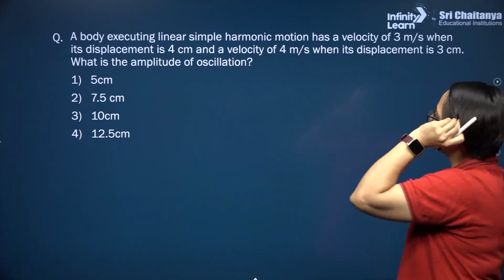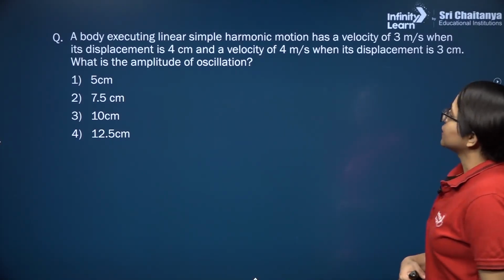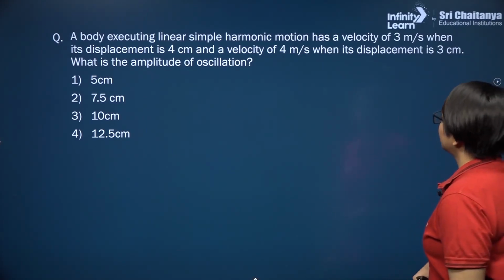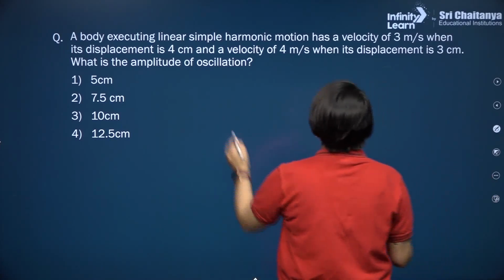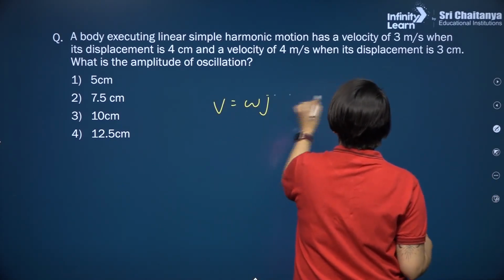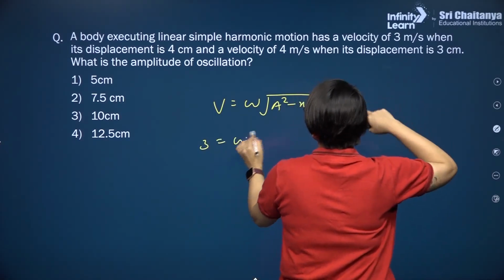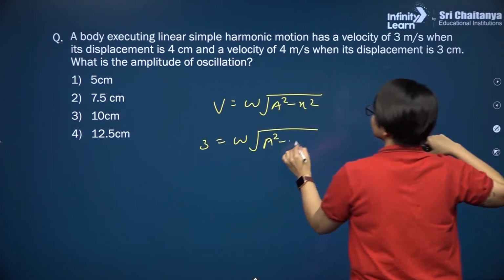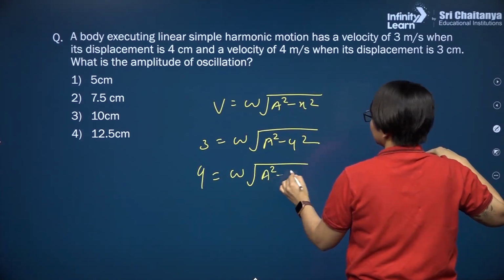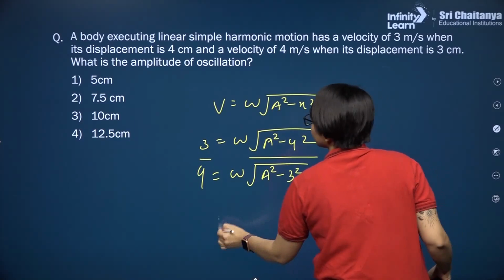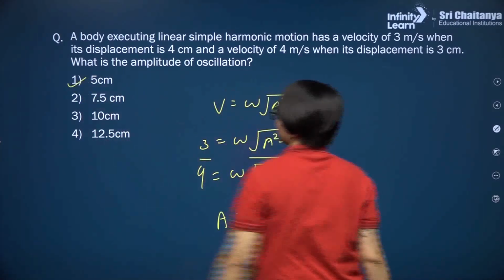Next is this one, a body executing linear SHM has velocity 3 meter per second when displacement is 4 and velocity 4 meter per second when displacement is 3. What is the amplitude of oscillation? So, velocity is omega under root of a square minus x square. So, velocity is 3, that is equal to omega under root a square minus 4 square. Velocity is 4 when x is 3. Divide it, you will get the value of a as 5 centimeter, which is option 1.